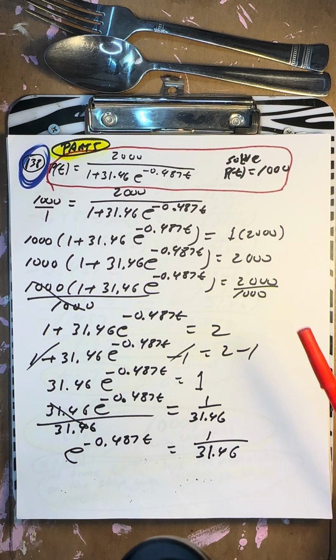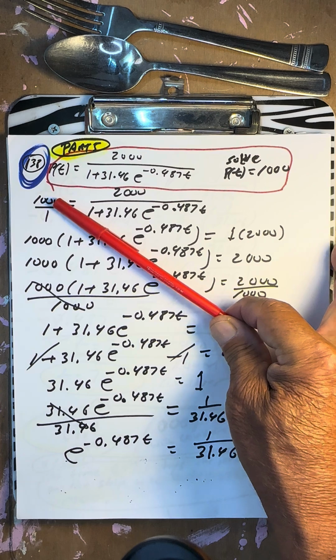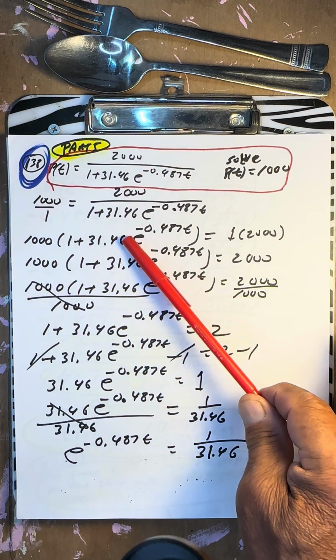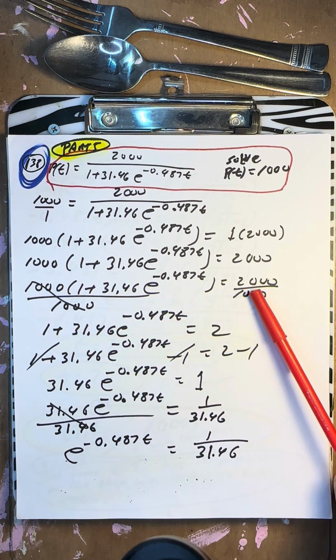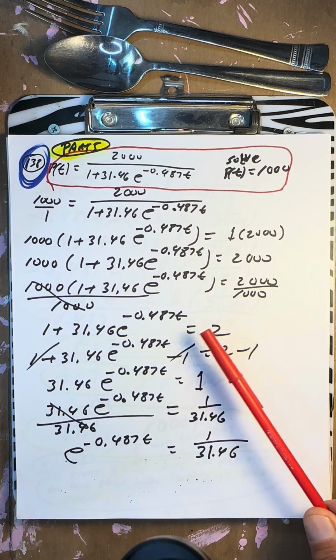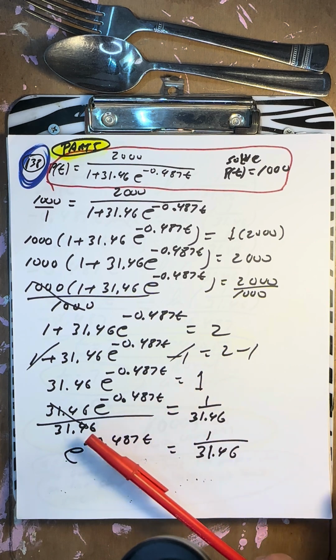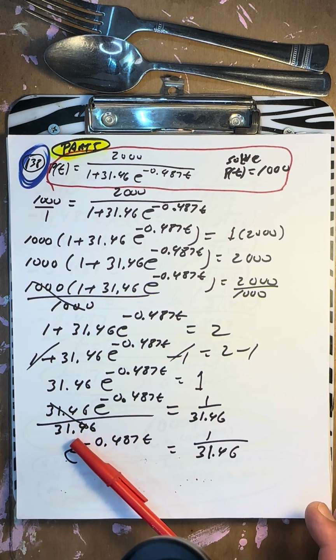Question, when is there going to be 1,000 who have it? So set up 1,000, cross multiply again. So you have this times this times this. So divide by 1,000, divide by 1,000. This is a 2 exactly. So now we have minus 1, so that's going to be 1. Divide by 31.46. You have e to the power of this equals this.